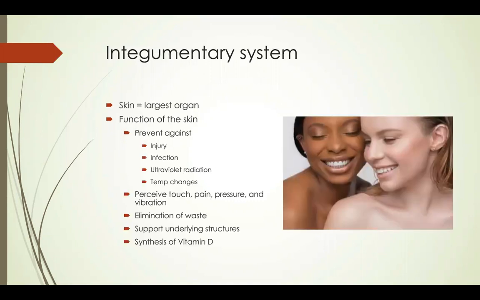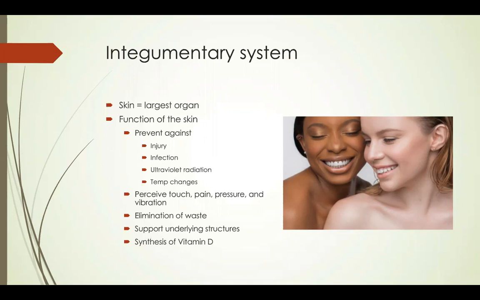So to start, we're going to go over the integumentary system, and this is a review from your A&P class. Skin is the largest organ. You guys should remember that. The function of the skin is it acts as a barrier, which protects us from the outside environment. So it protects us from injury, from infection, from all the pathogens from entering. If you think back to infection, the portal of entry, the skin prevents bacteria and fungus and viruses from entering.